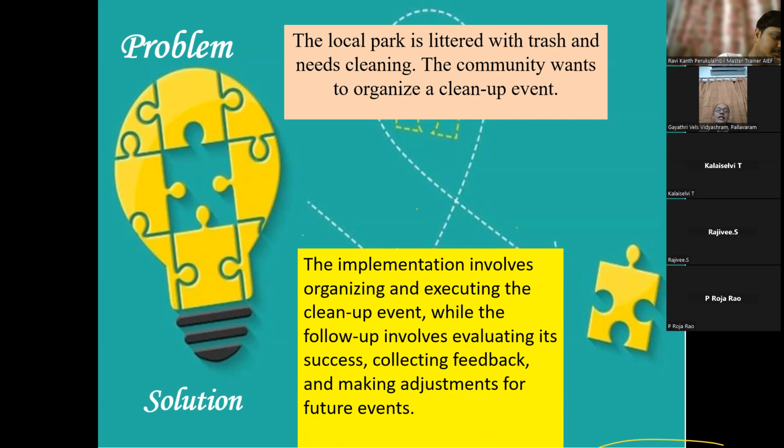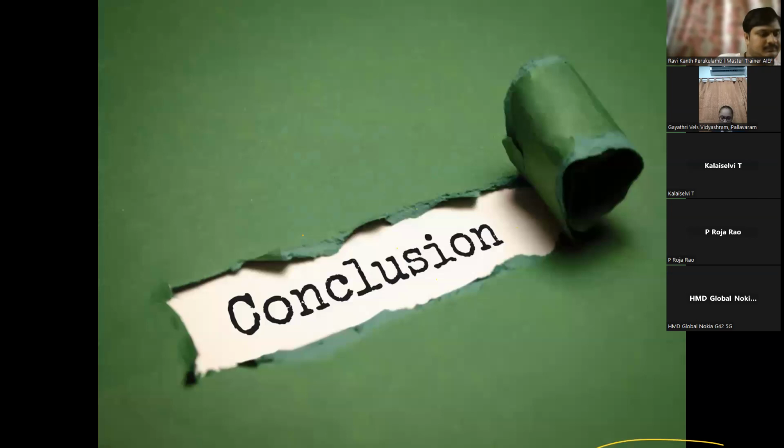So actually, what this implementation process involves is organizing and executing the cleanup event. Are you clear? We are developing an action plan and executing it. When you are doing the follow-up, what happens is we are evaluating the success. We are tracking the progress, whether it happens well, and we are collecting the feedback so that we come to know how far we have done, whether any improvements are needed, and making adjustments for future events. Am I clear? Yes, ma'am. Next slide, sir, please.